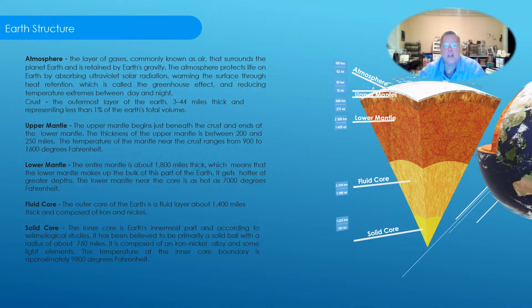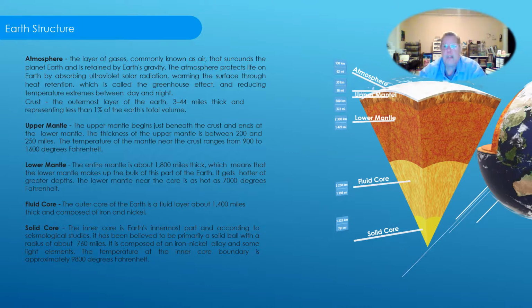iron and nickel. Now the lower mantle, that is the entire mantle, is 1,800 miles thick, which certainly means that the lower mantle makes up the bulk of this part of the Earth. It gets hotter at greater depths.